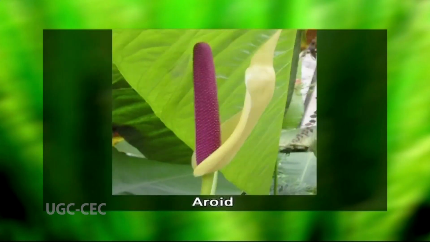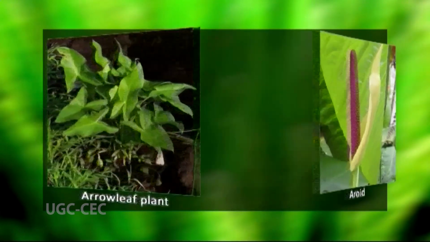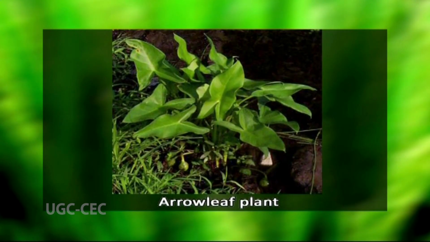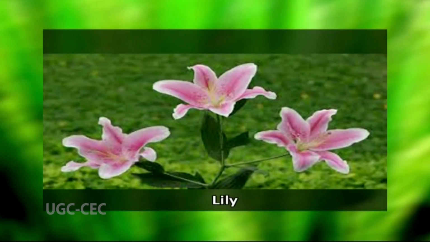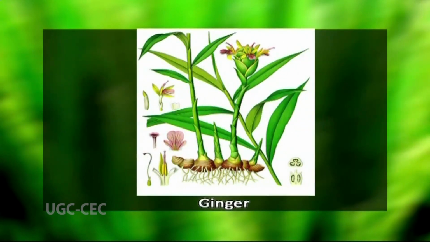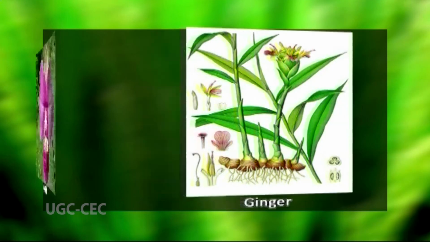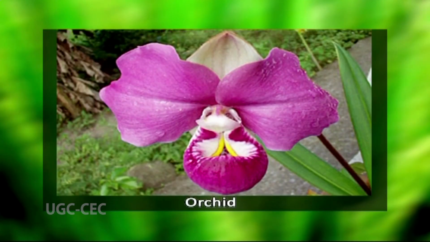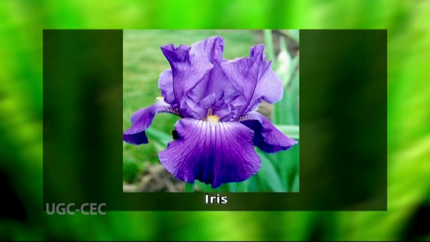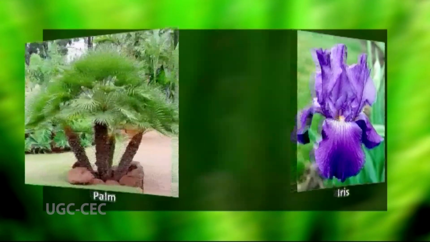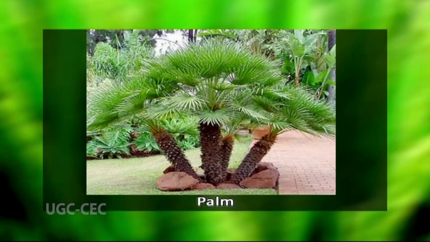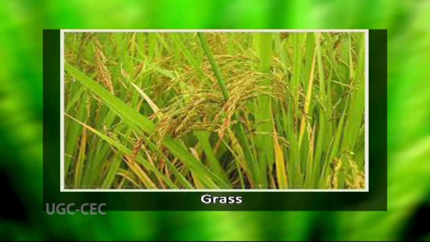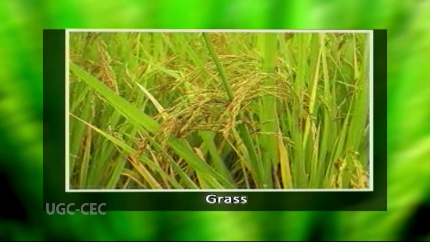Monocots include the well-known aroids, arrowleaf plants, our common lilies, gingers, or the diverse orchids, irises, palms, and the most economically important, grass.